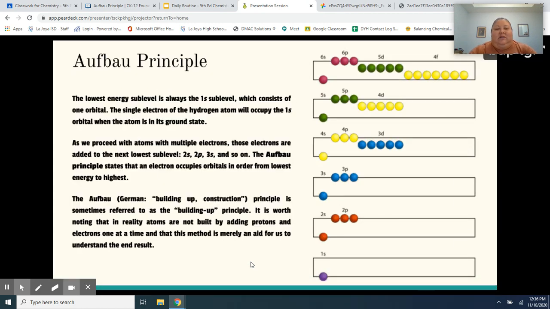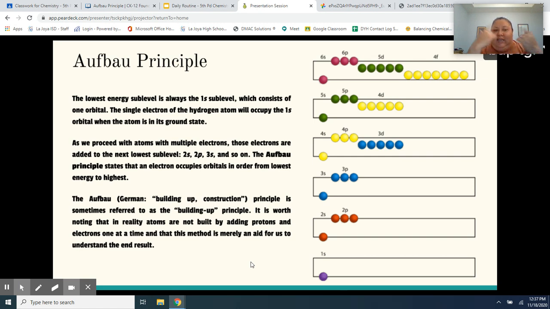All right, so the lowest energy sublevel is always the 1s sublevel, which consists of one orbital. If you're talking about a hydrogen atom, you only have one electron that's going to be in that 1s orbital. As we proceed with multiple electrons, right? Every other atom after hydrogen has multiple electrons. Those electrons are going to be added to the next lowest sublevel. So after 1s, 2s, after that, 2p, after that, 3s, and so on and so on.